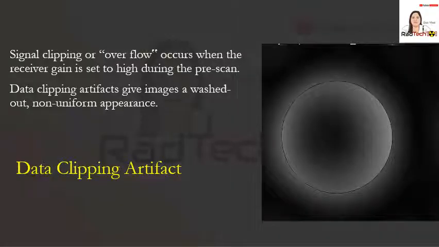Another one is the signal clipping or overflow artifact or data clipping artifact. This occurs when the receiver gain is set too high during the pre-scan. Data clipping artifacts give images a washed out or non-uniform appearance as you can see sa picture. So kapag masyado daw mataas yung setting ng receiver gain during the pre-scan, pwedeng mangyari yung data clipping artifact or signal clipping or overflow artifact.